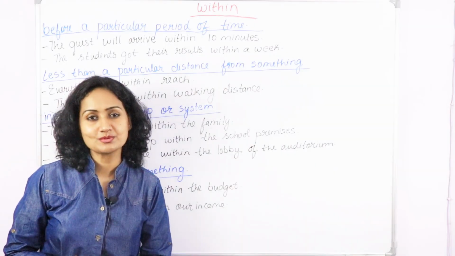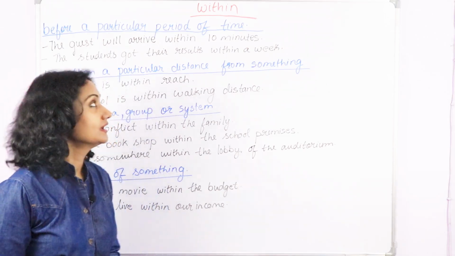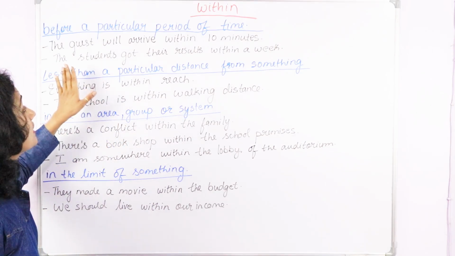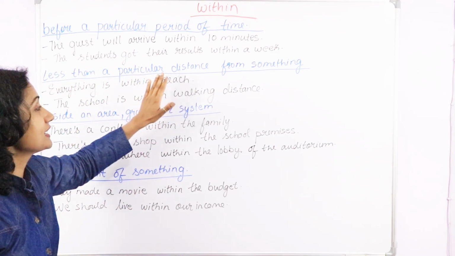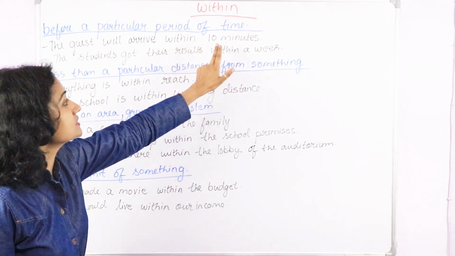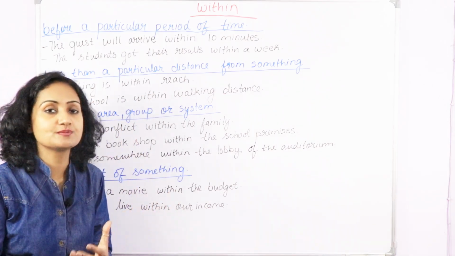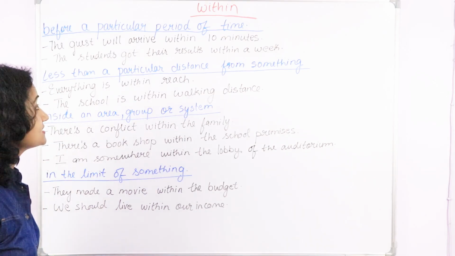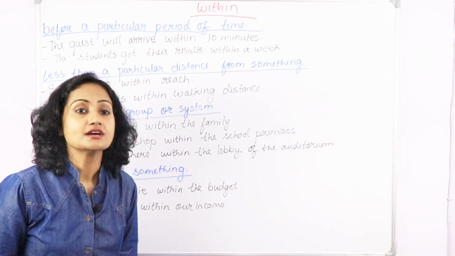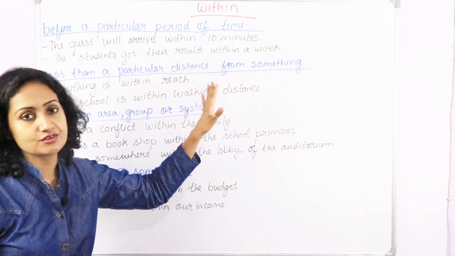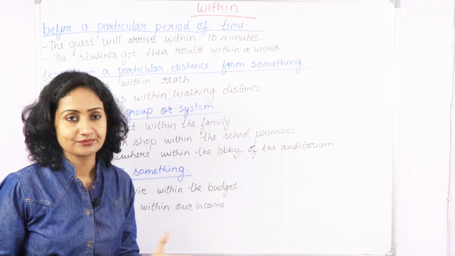Next and the last time preposition is within. Let's see how we can use it in different sentences. It is used before a particular period of time. For example, the guest will arrive within 10 minutes. So this is a particular period of time. The guest will arrive within 10 minutes, before 10 minutes. The students got their results within a week. I will complete my work within an hour. So before a particular period of time. That period can be 10 minutes, 10 days, whatever.